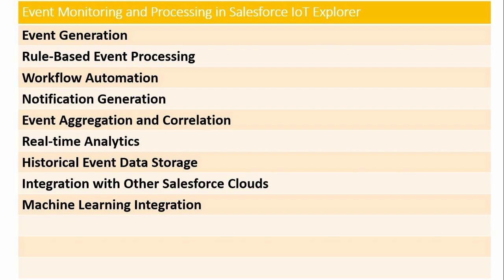Overview. Ensuring secure authentication and communication between IoT devices and the Salesforce platform. Details. Robust security features are integrated into Salesforce IoT Explorer to authenticate devices, encrypt communications, and protect against unauthorized access. This is crucial for maintaining the integrity and confidentiality of IoT data.